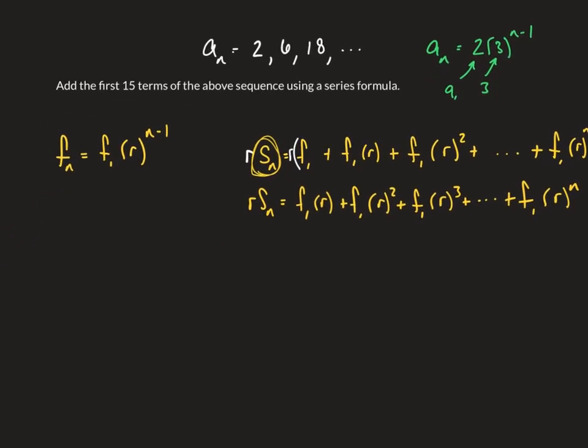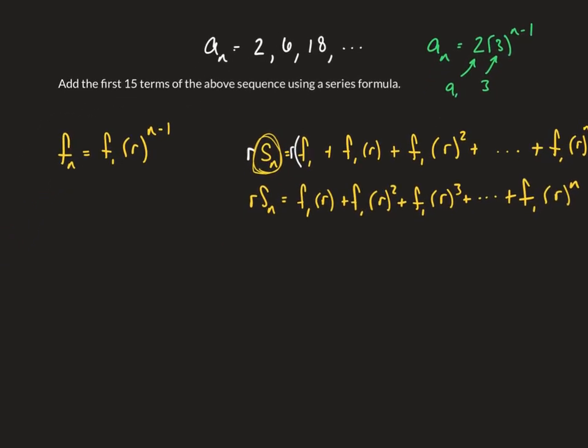We want the first 15 terms of that a sub n sequence. So we can do that here. And we'll say that the series of the first 15 terms of this sequence is going to be a sub 1 minus a sub 1 times the common ratio to the n power over 1 minus the common ratio. So what are these values? Well, the first term in the sequence is 2, so that's 2 times, and our common ratio here is 3.